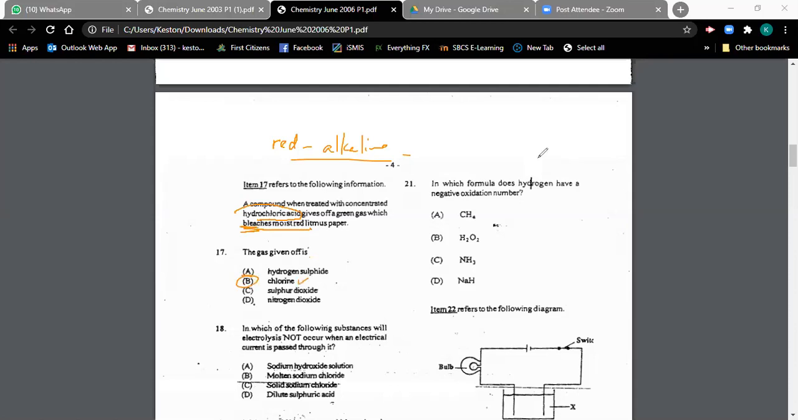Very good, Navin. And it's a green gas, correct? And chlorine has that yellow-green gas. Remember that, guys? Chlorine is a yellow-green gas. It has a choking scent. It bleaches moist red litmus paper.